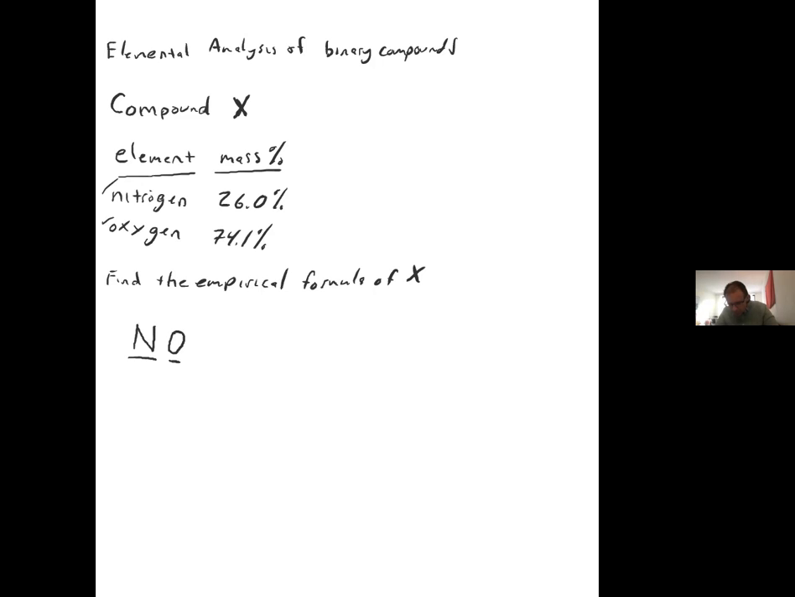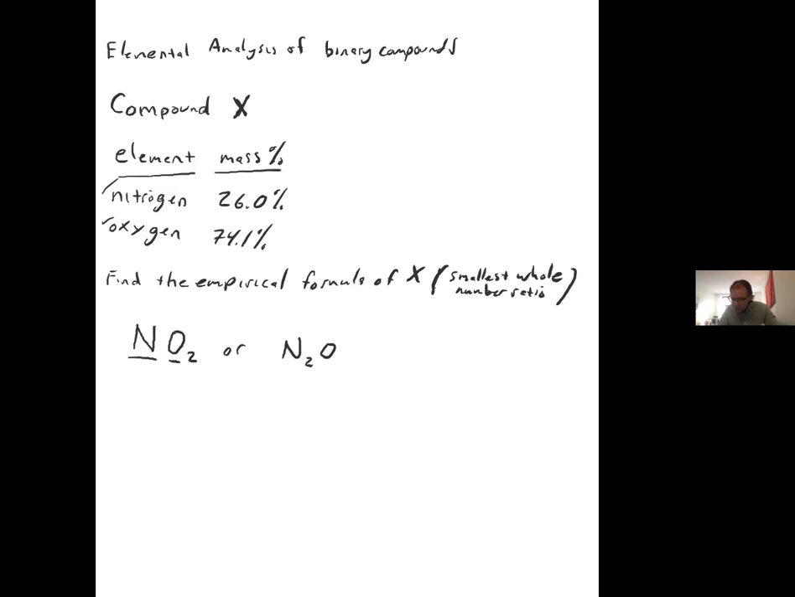So the numbers might be 1 and 1, in which case you wouldn't write anything, right? In a chemical formula, if the number of atoms is 1, you don't write anything. Or it might have 1 and 2. Or it might have 2 and 1. Okay? Now, one detail about the empirical formula is that it's the smallest whole number ratio. Just the nature of what it is.